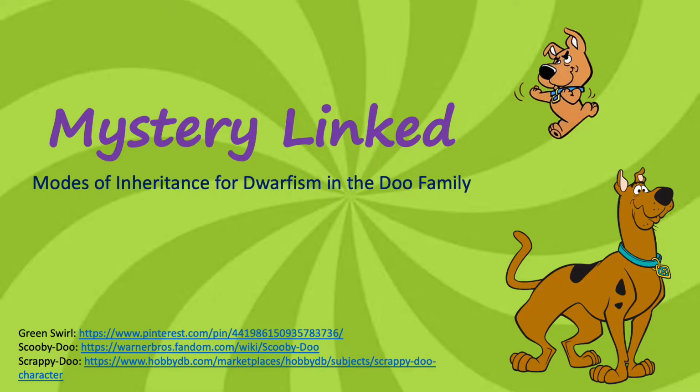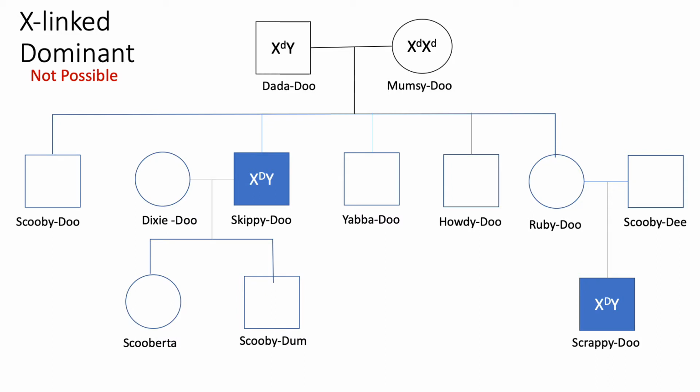prompt 2. Today we'll be looking at the trait of dwarfism within the Scooby-Doo family. They are a group of Great Danes, so they're typically a large animal, but some of them do experience dwarfism, and we'll be exploring the modes of inheritance of this gene. First, we're going to look at X-linked dominance.